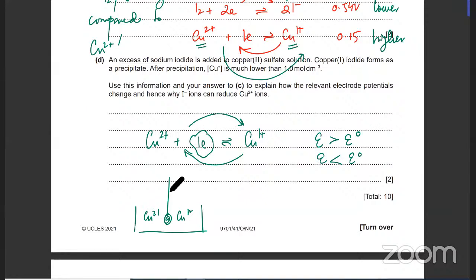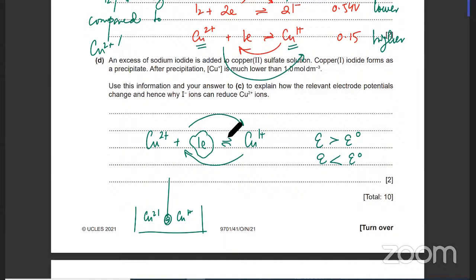Okay, so just remember this simple rule: if more electrons are produced, the electrode would become more negative. Vice versa, if the reaction shifts in the forward direction and electrons start getting consumed, then the electrode potential would become more positive. Okay.